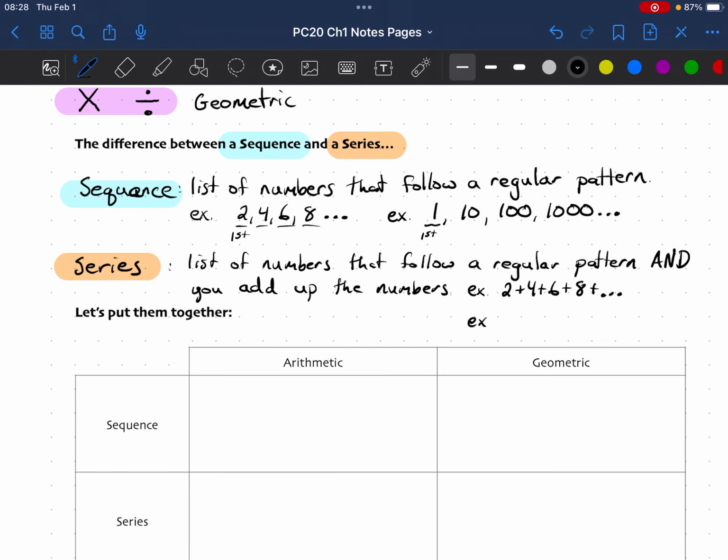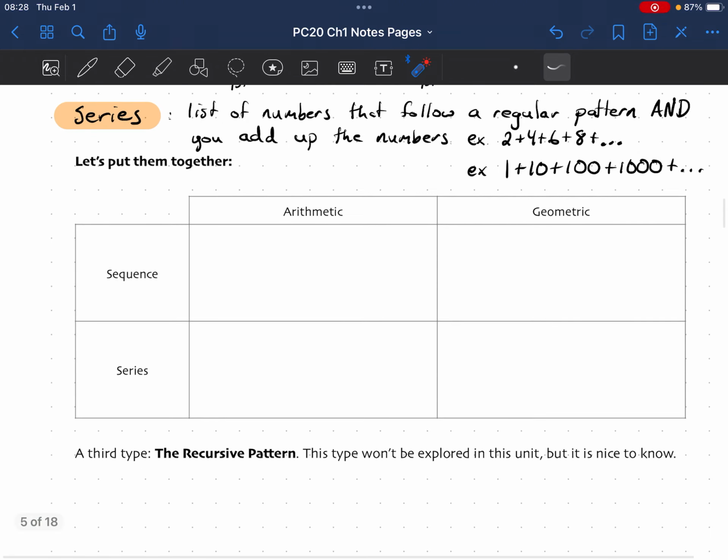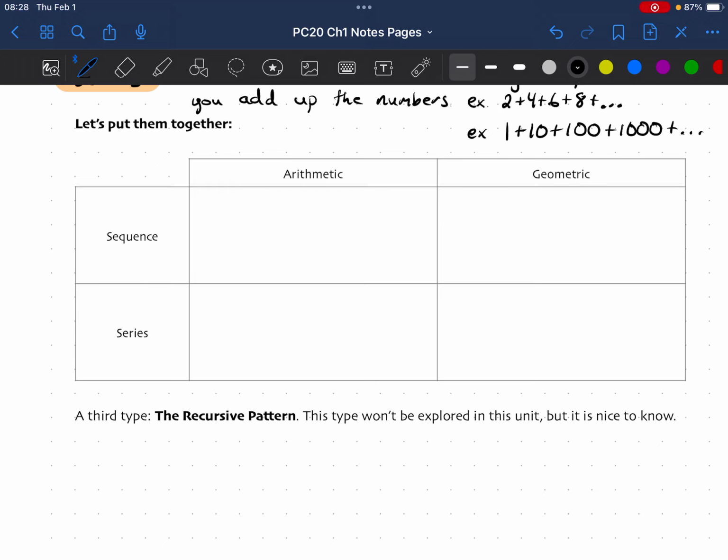Here's another example. 1 plus 10 plus 100 plus 1,000 plus ... Again, this one is not that interesting because this one also adds up to infinity. Keeps getting bigger and bigger. So now we can put these two together and we can fill in this grid.